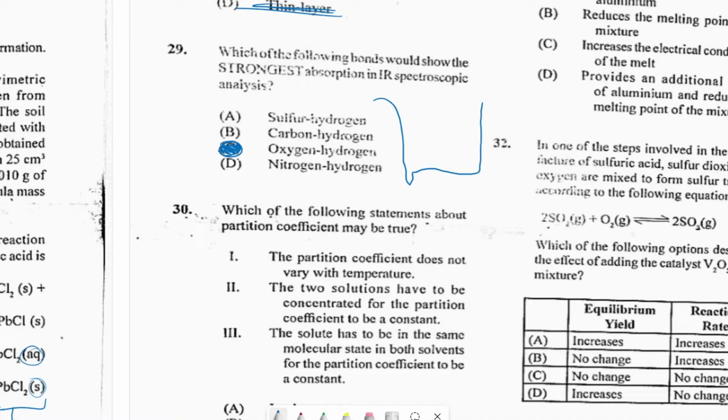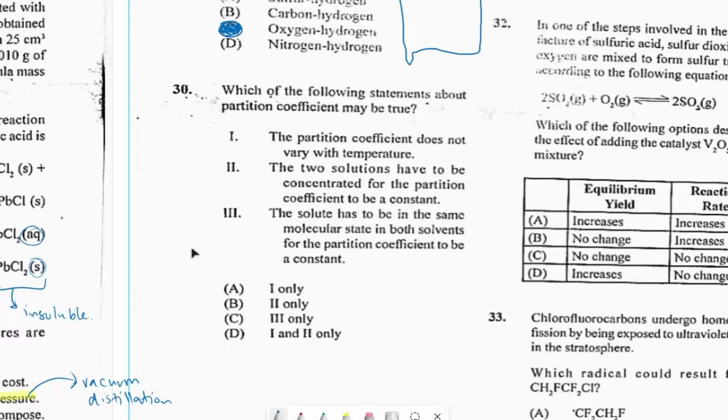Number 30. Which of the following statements about the partition coefficient may be true? The partition coefficient does not vary with temperature. Yeah, no, that ain't right. The two solutions have to be concentrated for the partition coefficient to be a constant. The solute has to be in the same molecular state in both solvents for the partition coefficient to be constant.